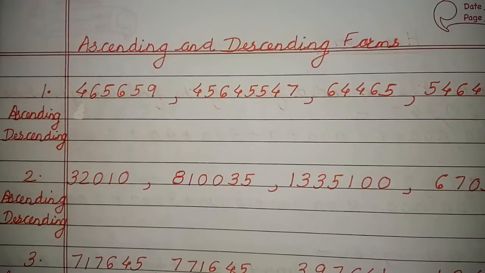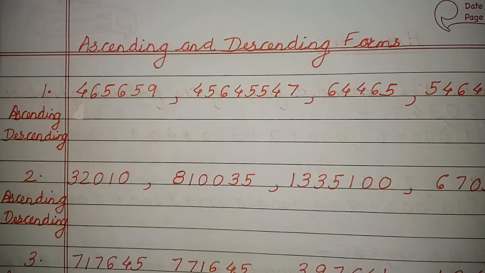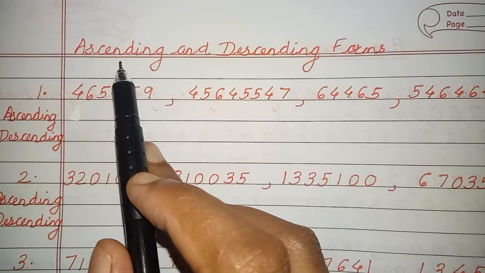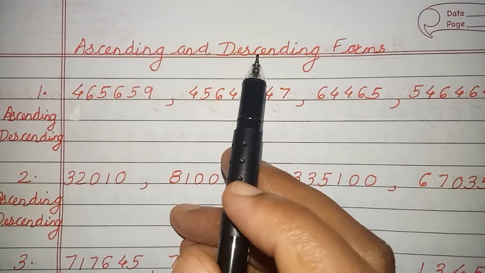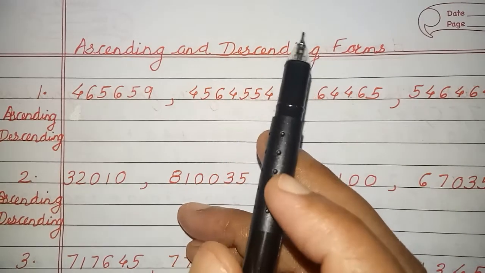Good morning, children. Today we are going to learn ascending and descending forms. That means we are going to write given numbers in ascending order and descending order. Ascending order means from small to big. Descending order means from big to small.